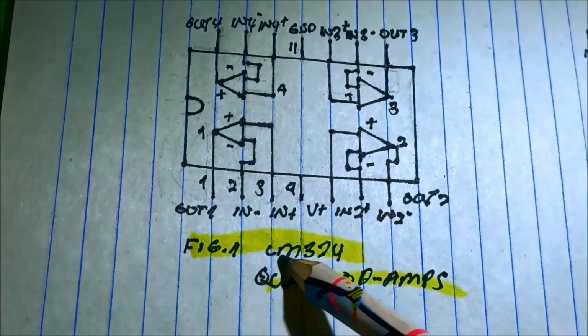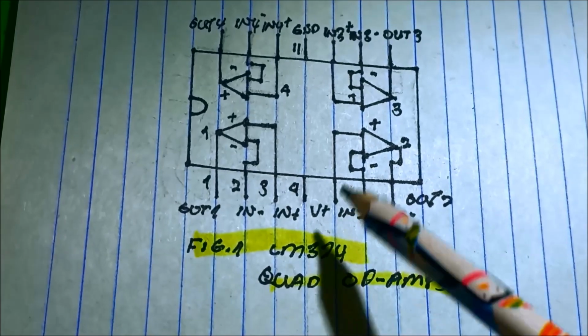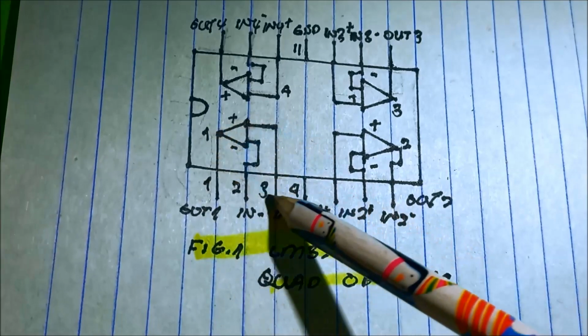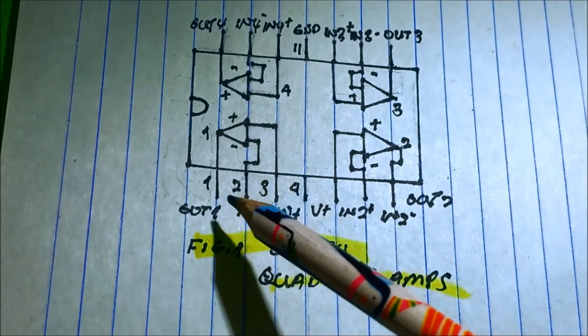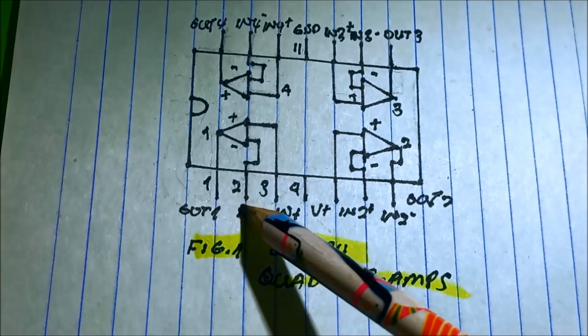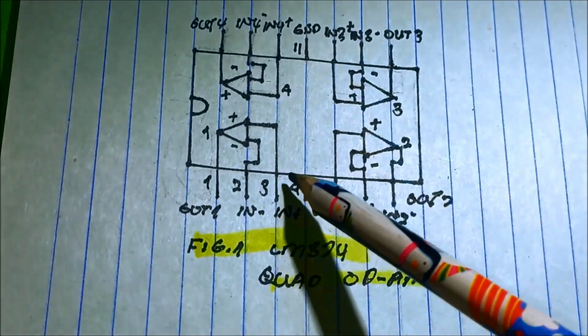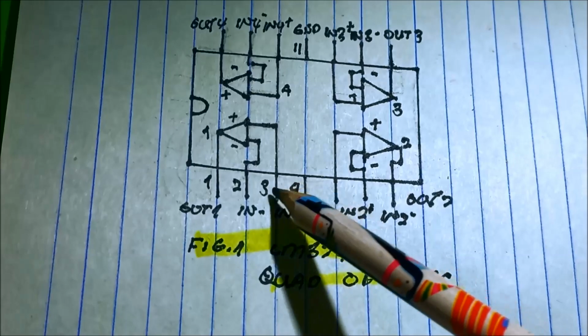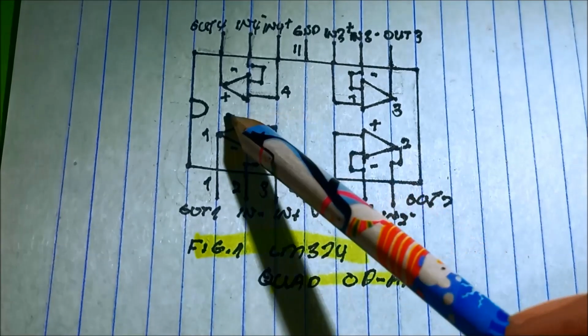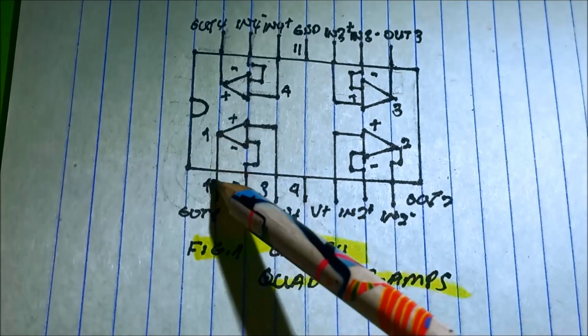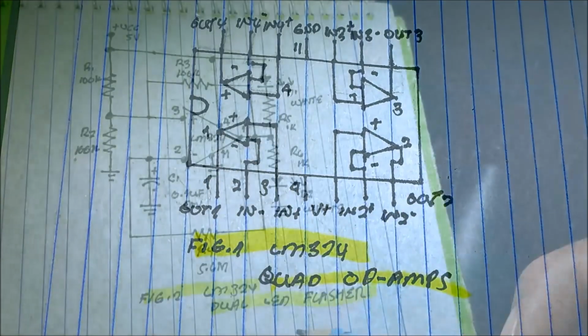So here we have this LM324 IC composed of 4 op amps. We are only using 1 op amp. And all the active pins are pin 1, 2, 3, 4, and 11. 11 is the ground, 4 is the voltage supply, 3 is the non-inverting, 2 is the inverting input, and 1 is the output of the first op amp.